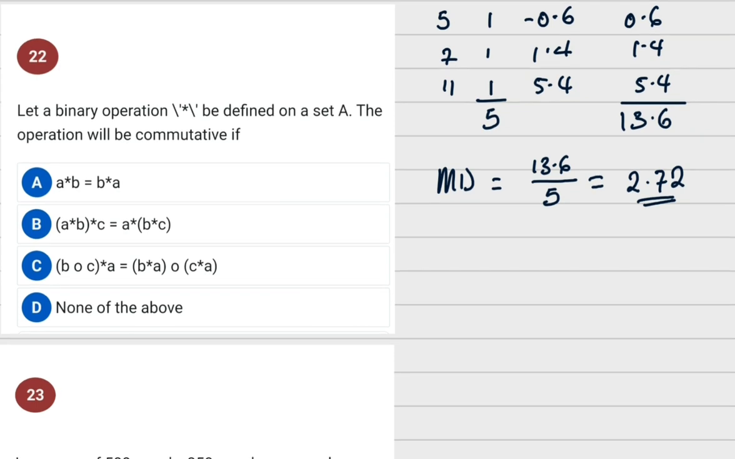So question 22, I think this should be the simplest question here. The condition for commutativity actually is A without doing anything.